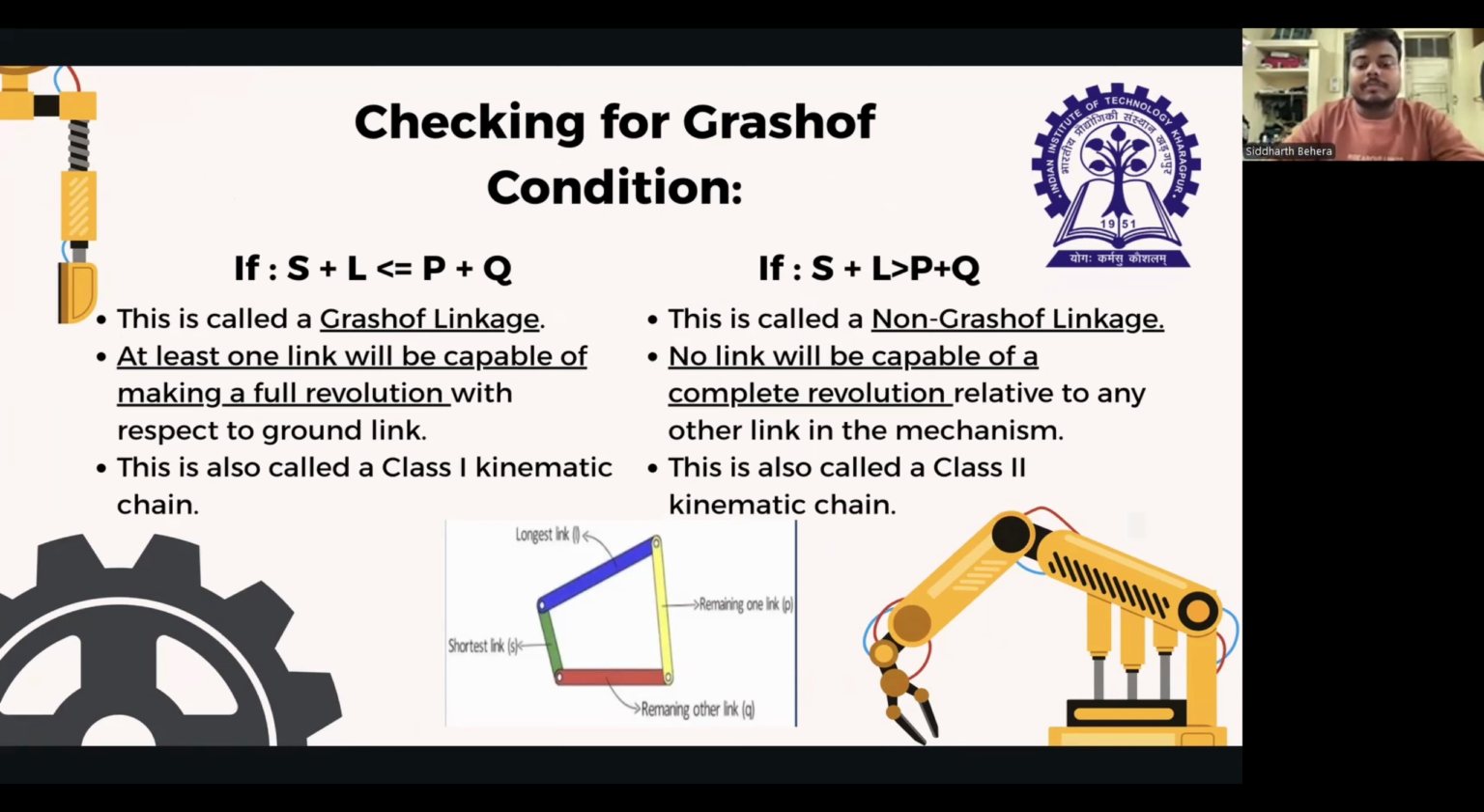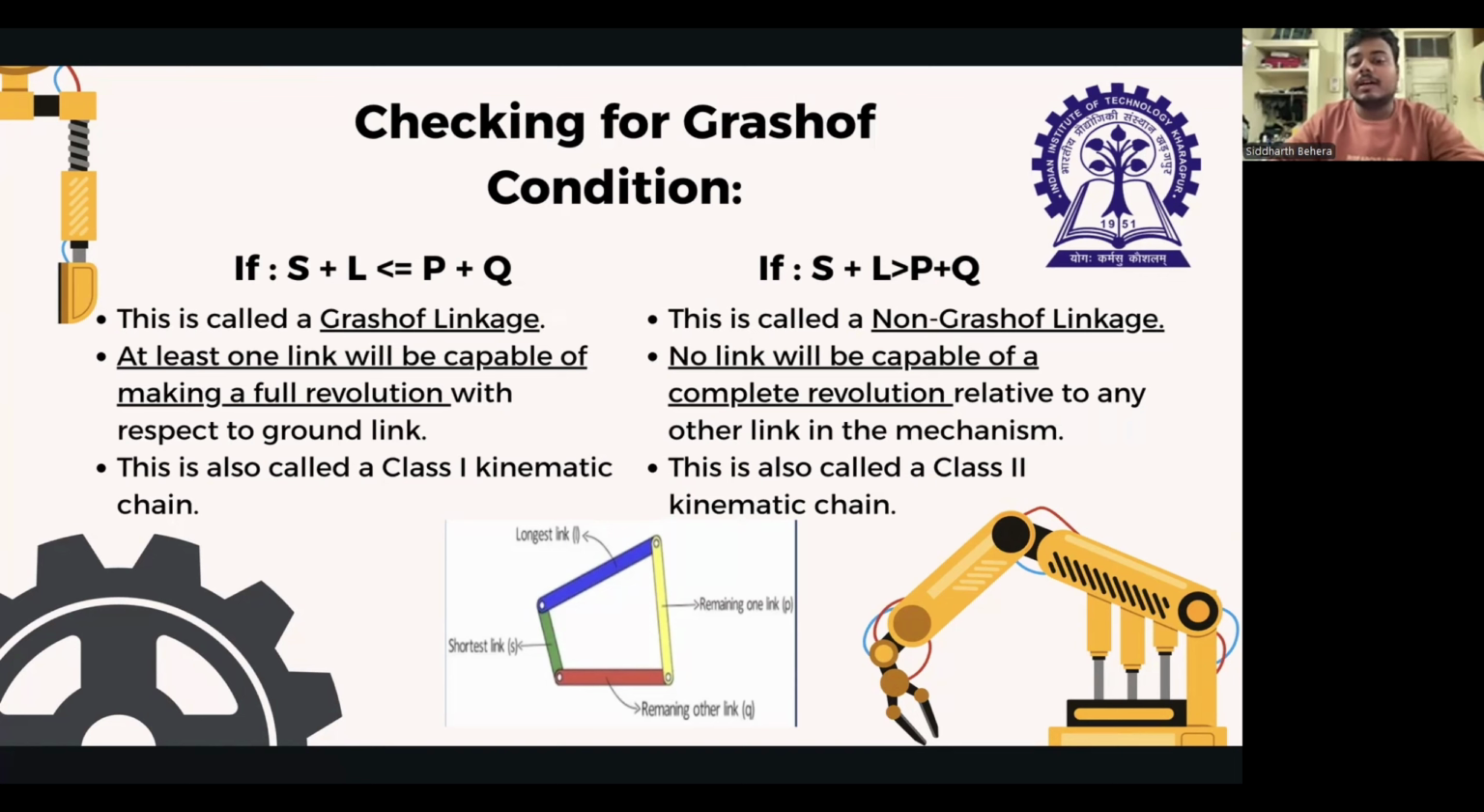Checking for the Grashof condition. An important aspect of our analysis involved checking for the Grashof condition. This condition determines whether a four-bar linkage can achieve continuous relative motion between its links. If the sum of the shortest and the longest lengths, that is S plus L, is less than or equal to the sum of the remaining two links, that is P plus Q, the mechanism is classified as a Grashof linkage, also known as a class 1 kinematic chain. In this case, at least one link is capable of making a full revolution with respect to the ground link.